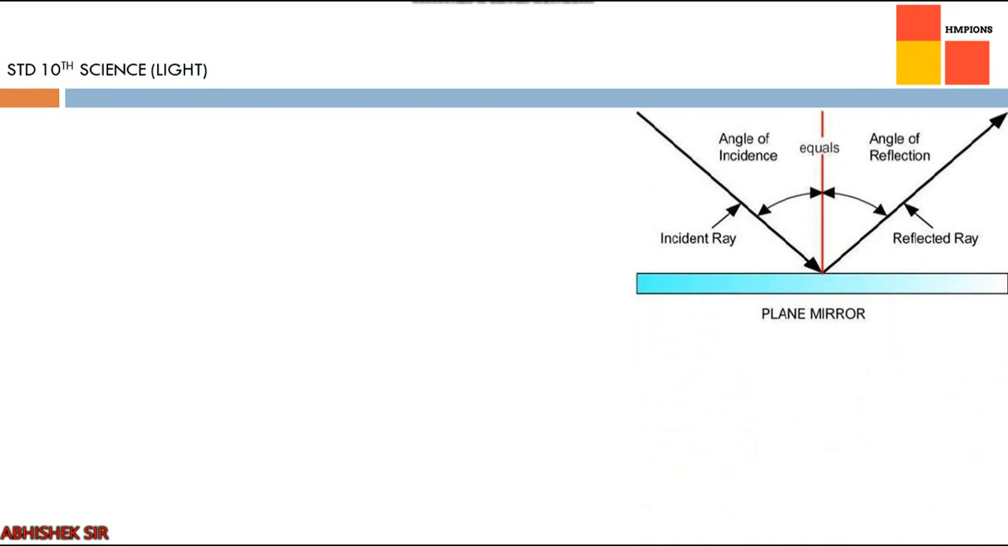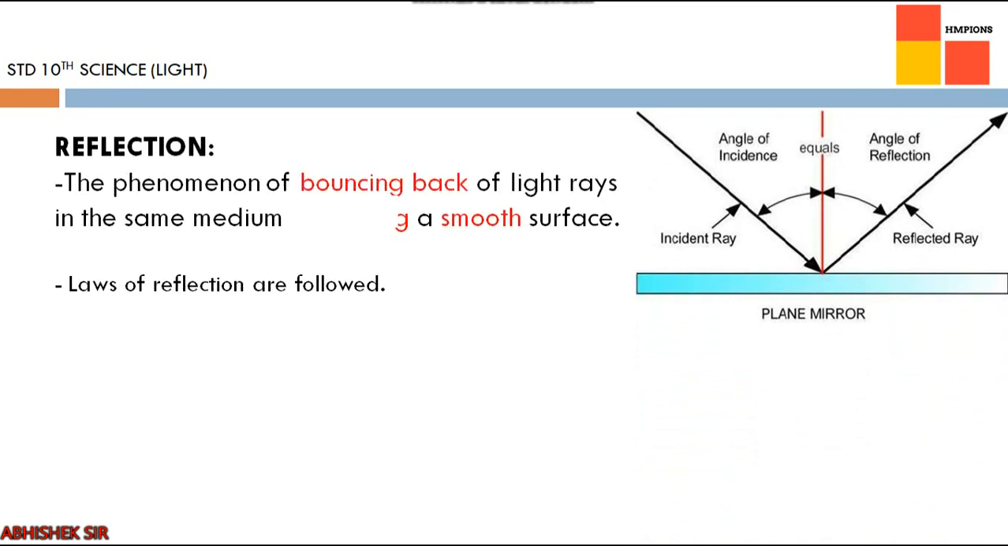Now, friends, moving on to the next diagram. In this diagram, you can see a plane mirror and a few lines and rays. This diagram is representing a very important phenomenon of light, and that is reflection of light. What is reflection of light? It is the phenomenon of bouncing back of light rays in the same medium on striking a smooth surface. Right now in this figure, what is the smooth surface? It is the plane mirror.